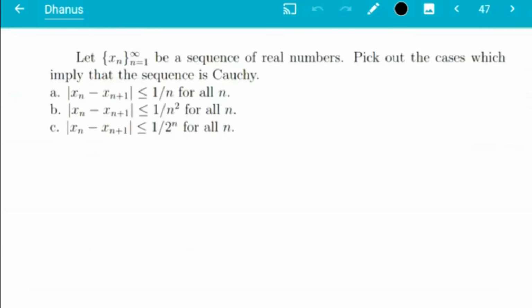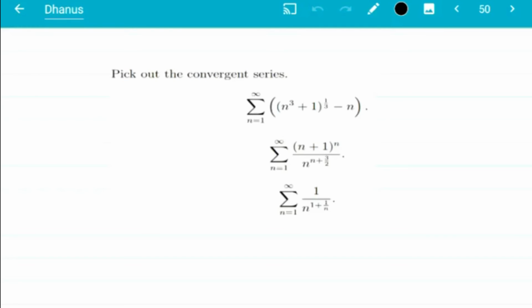Yeah, we can check this question. This question will be somewhat like that. We have done summation n equal to 1 to infinity. Pick out the convergent series. We have to check whether this series is convergent or not.